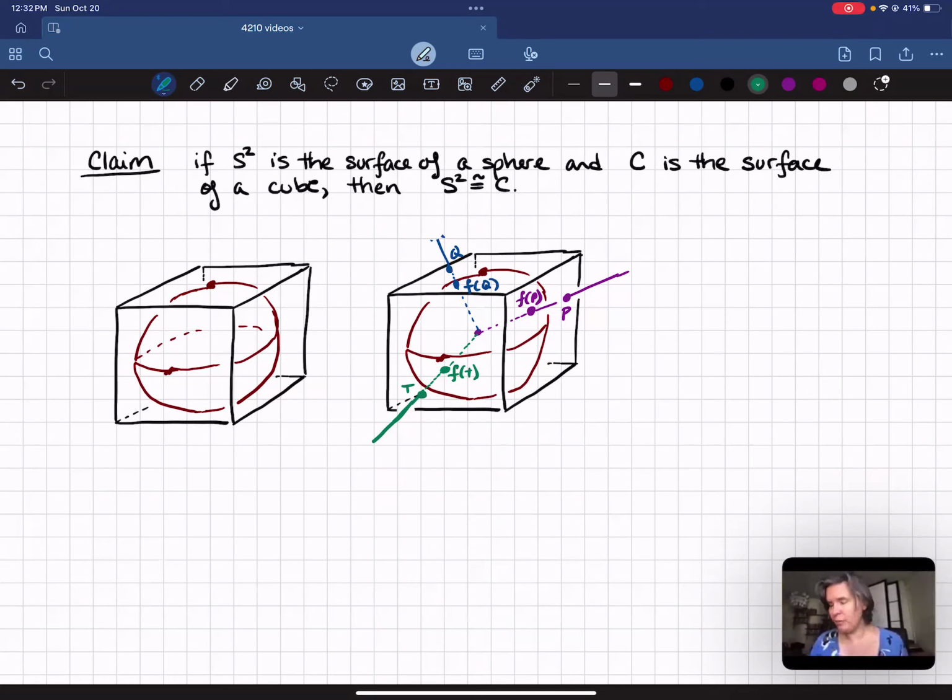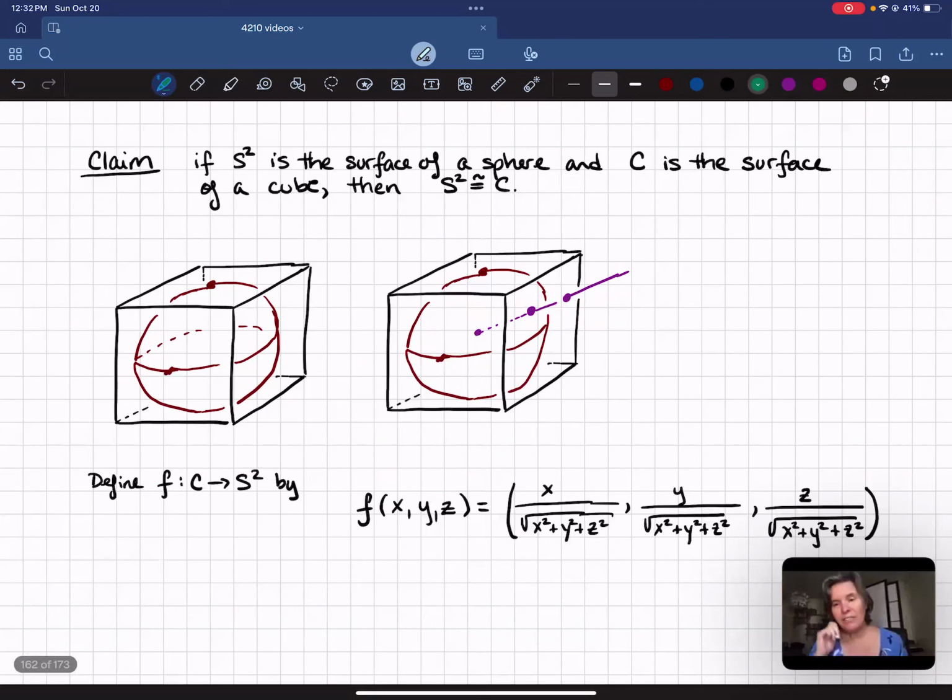And it turns out that we can do this by just taking the distance from that point to the origin and then scaling it down by that distance. It's the same process as making a unit vector. In fact, it is the same process as turning a vector into a unit vector in the same direction. So take a point x, y, z, which is a point on the cube. We take its magnitude, the vector from the origin to that point. Its magnitude is the square root of x squared plus y squared plus z squared.